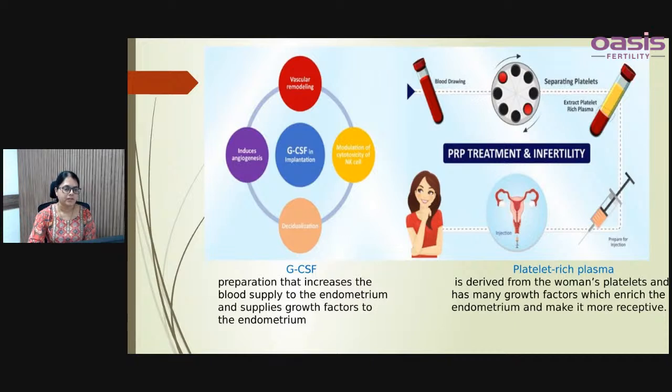And platelet-rich plasma, it is derived from the woman's platelets, and it has many growth factors which enrich the endometrium and make it more receptive. So this is also known, in short, as PRP. It can be given sometimes even by hysteroscopic subendometrial injections, or in the form of a flush. So these GCSF and PRP instillation both have been seen to increase the thickness of the endometrium.